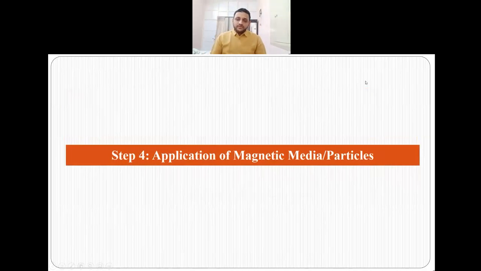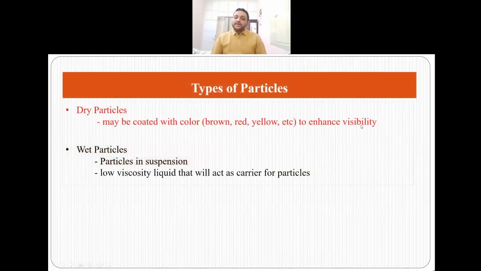So now we know that we have cleaned our surface, we have magnetized our surface, and we have checked whether our field is good enough or not. So all is good. Now we can apply the magnetic media or magnetic particles. How can we apply the particles? We can apply the particles either in dry form or as wet particles. Dry particles may be coated with colors like brown, red, or yellow, so that we can enhance the visibility of dry powders. And wet particles are usually suspended in a solution or in a low viscosity liquid.